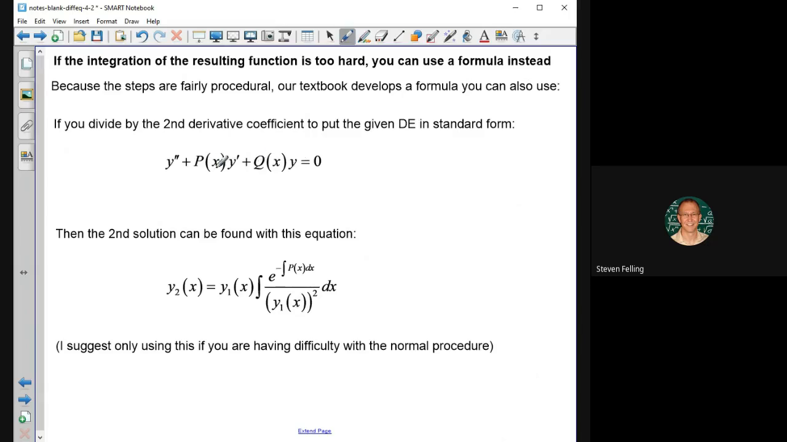If you then do the whole procedure on this and keep these like this, you'll find that the second solution turns out to be the first solution times this. And this is the integral of a fraction where the numerator is the integrating factor with this p divided by the first solution squared. Okay, I would only resort to using this if you're having some sort of real difficulty with the computations and things, because this is difficult. You have to do an integral inside of an integral. But sometimes this is actually easier. So I'll just throw that out there.